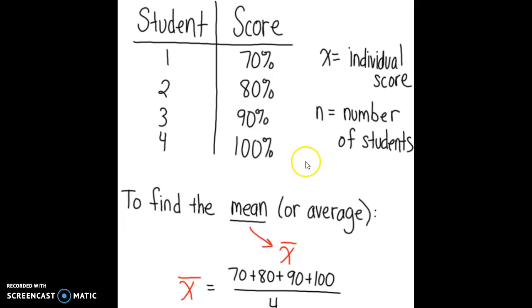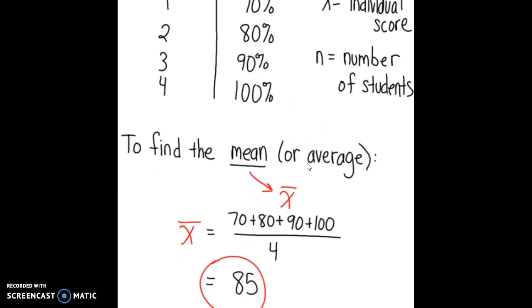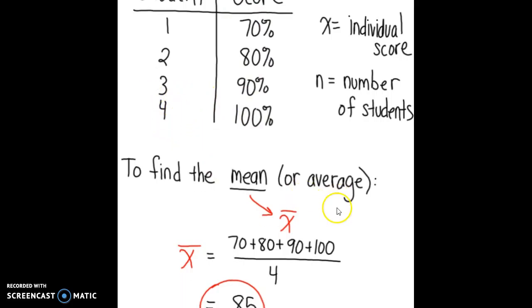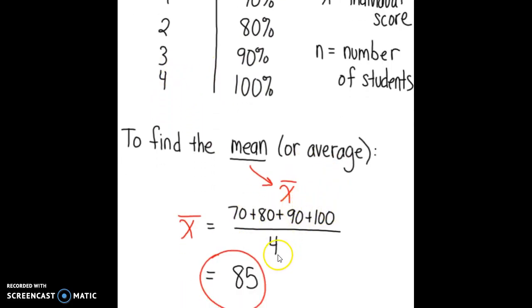To find the mean or the average, in this particular module, they use an X with a little line over it to represent the mean. It looks similar to this X up here, but that's just an individual score. This one is the mean. I think you know how to find averages. You add all these numbers together and divide by however many there are, in this case 4. I added those numbers together, divided by 4, and my mean test score was 85. I'm just going to leave the percent off. That's how you find the average.